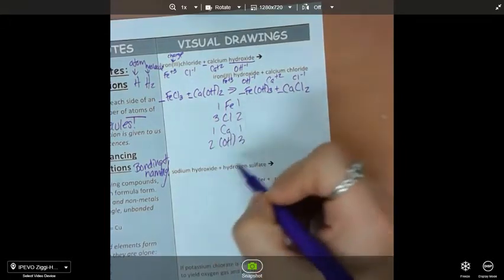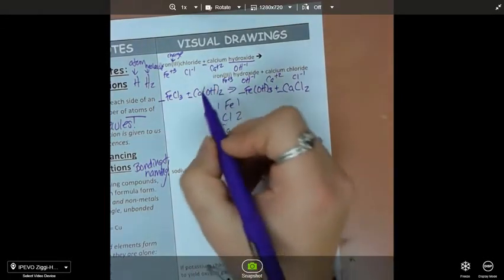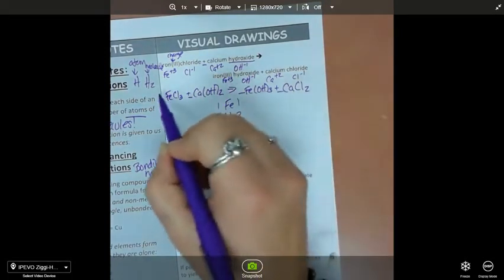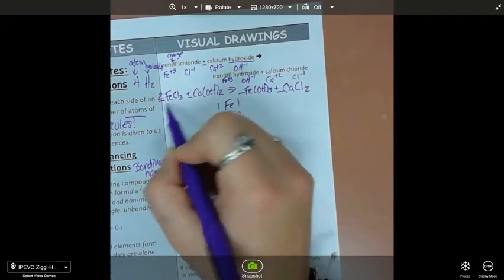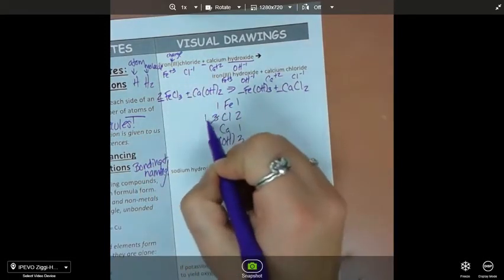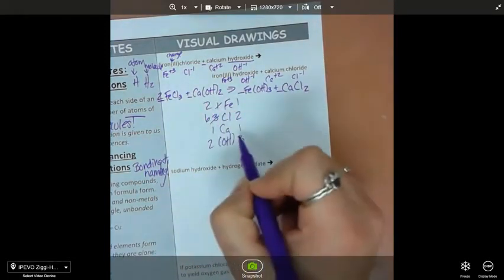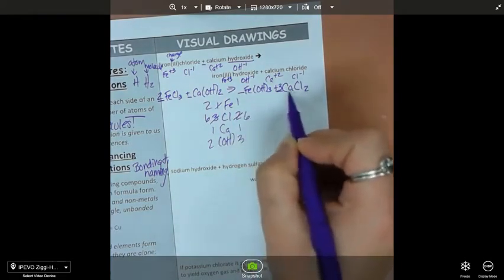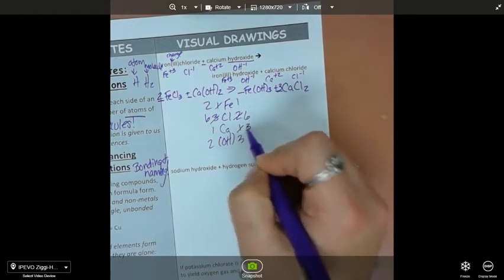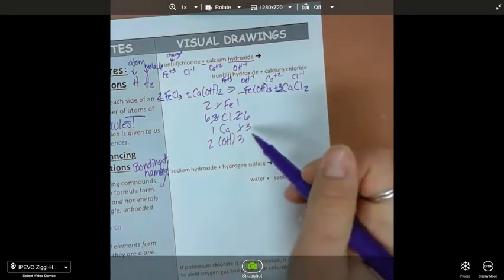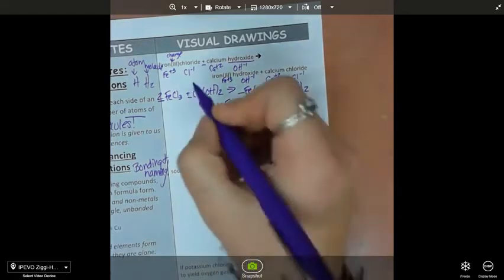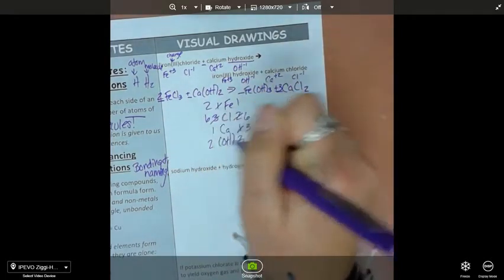So this one's a pretty easy fix. What I'm going to end up doing is putting a 2 over here to make Cl a 6 and make Fe a 2. I'm going to put a 3 over here to make Cl a 6, but that also turns Ca into a 3. Then I also need to fix OHs and my Ca. So Ca needs to be a 3 and OH is going to end up being a 6 because I have a 2 and a 3.